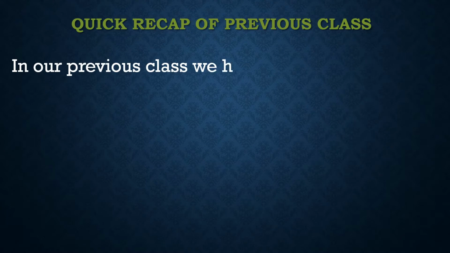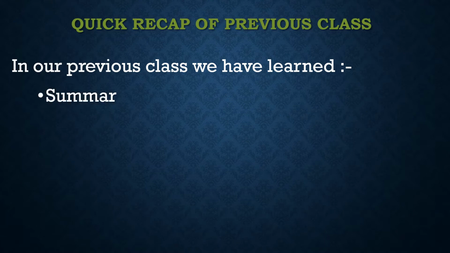Students, before starting today's class, let us have a quick recap of previous class. In the previous class, we have learned the following topics. Summary of Chapter 6. It is the sum up of all the topics we have learned in Chapter 6. The topics are mouse, types of mouse, buttons of a mouse, mouse pointer, mouse pad, types of clicking, how to do dragging and dropping by using a mouse.